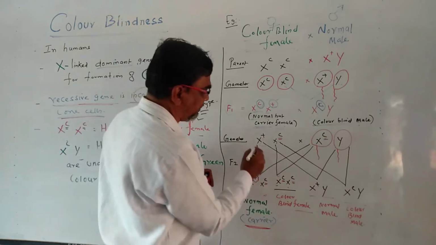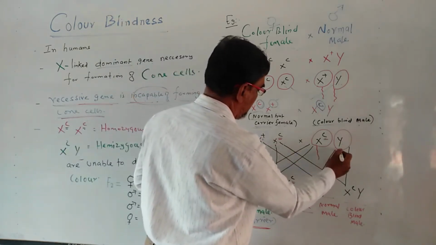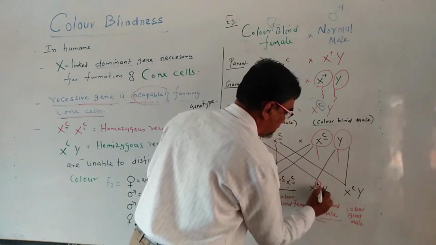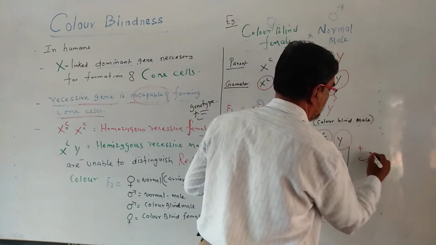Here again we take this gamete X plus, combined with Y, X plus and Y. So it is a normal male because the dominant gene is there. Plus means dominant gene. C means recessive gene.